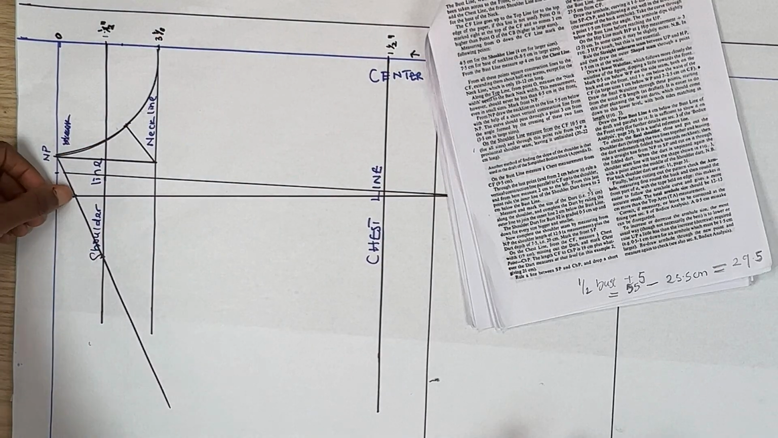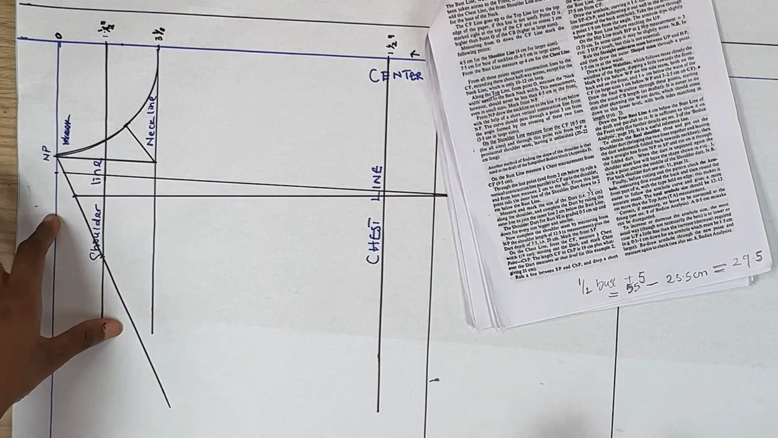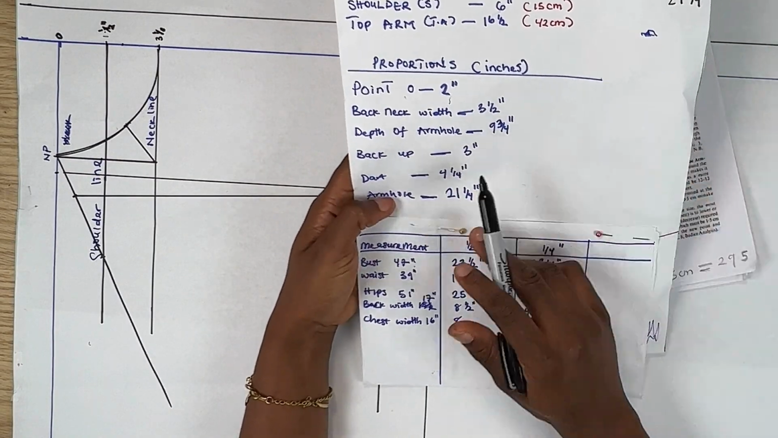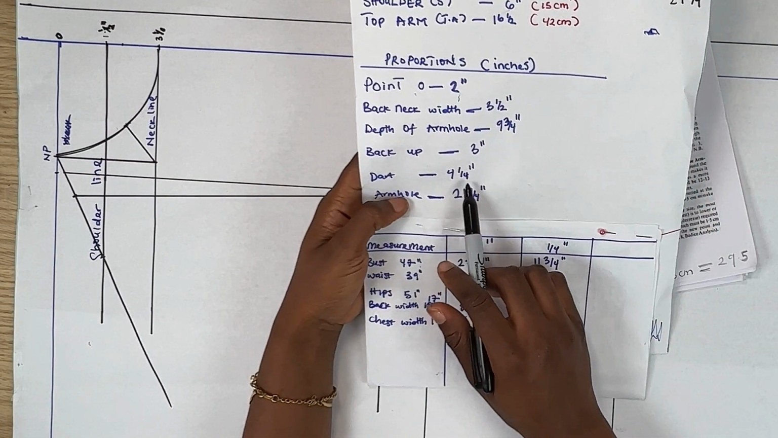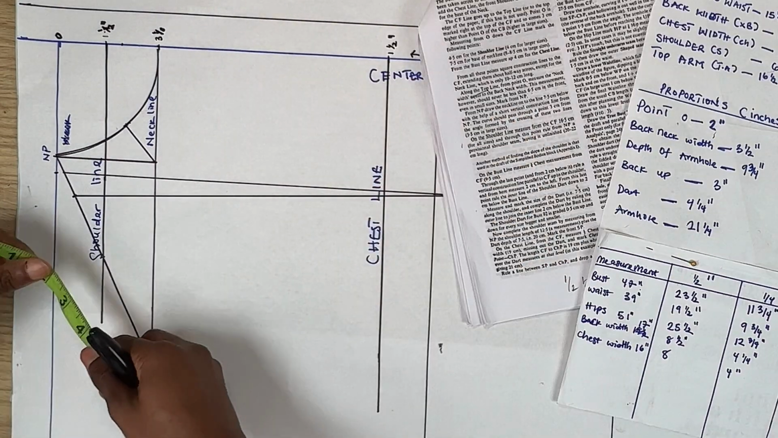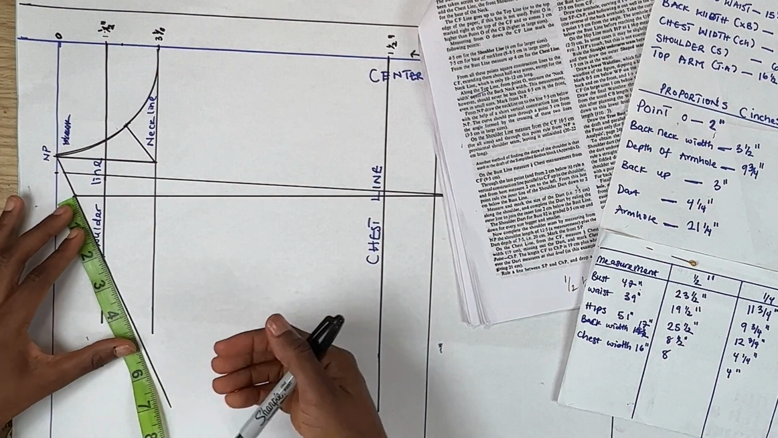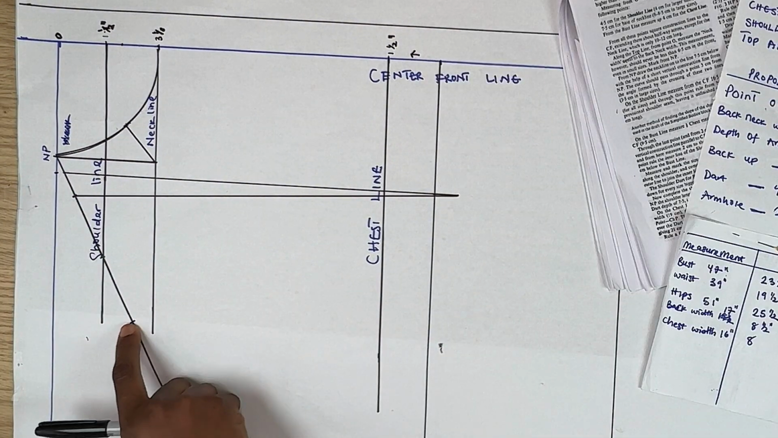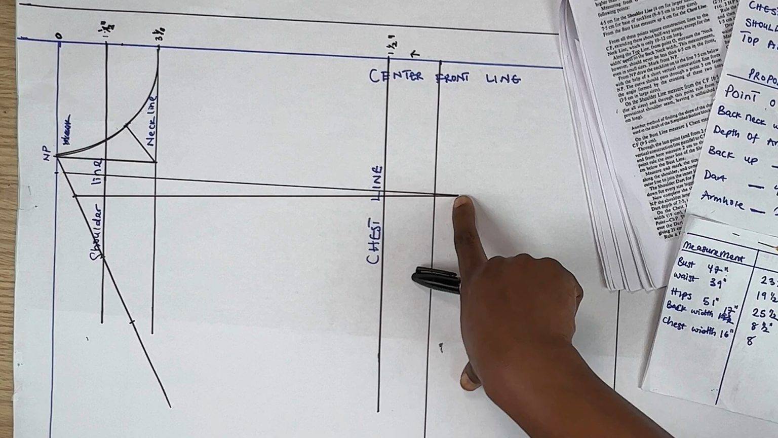From this point, they want us to measure the size of our dot. Based on our bust size, from the proportions that we've done, our dot size is 4.25 inch. From this point, I'm going to mark 4.75 inch as my dot width. Next, I'm going to connect this point to meet this point here.